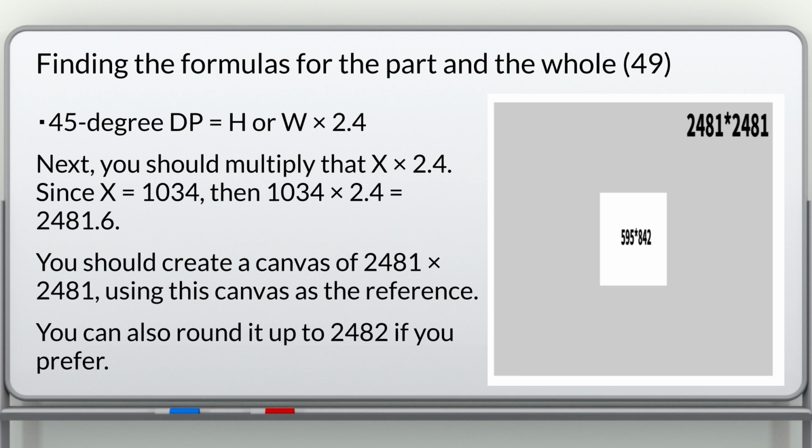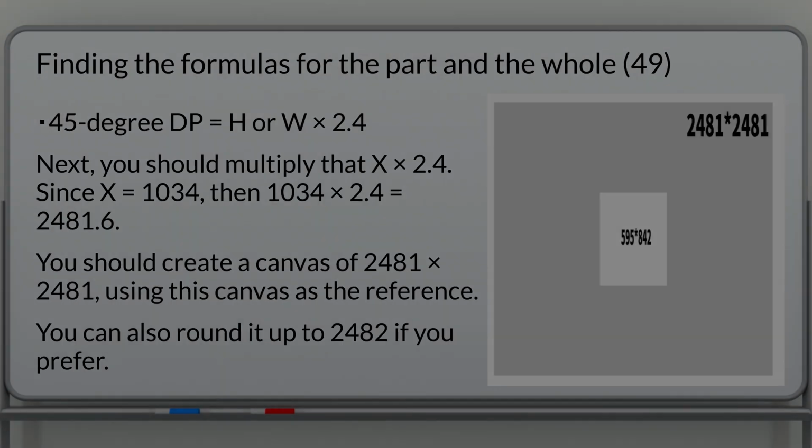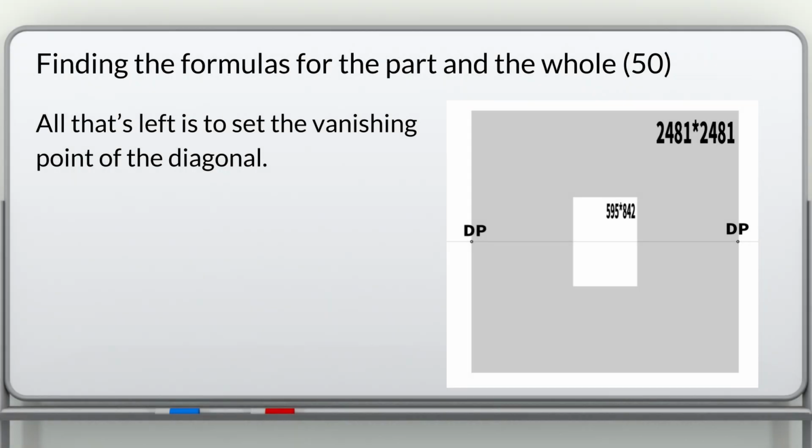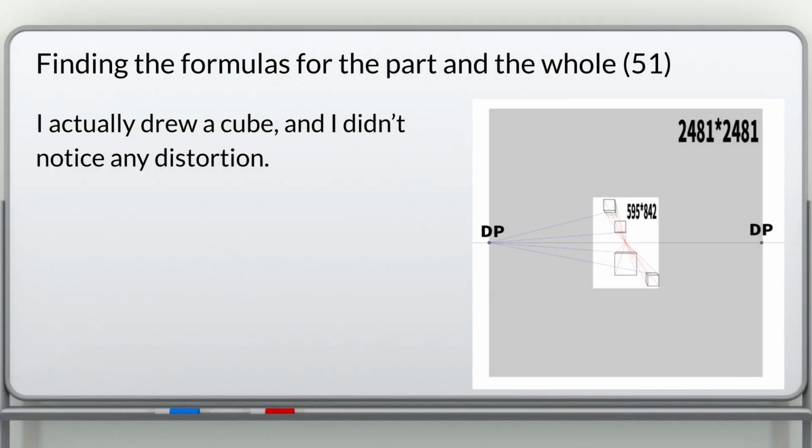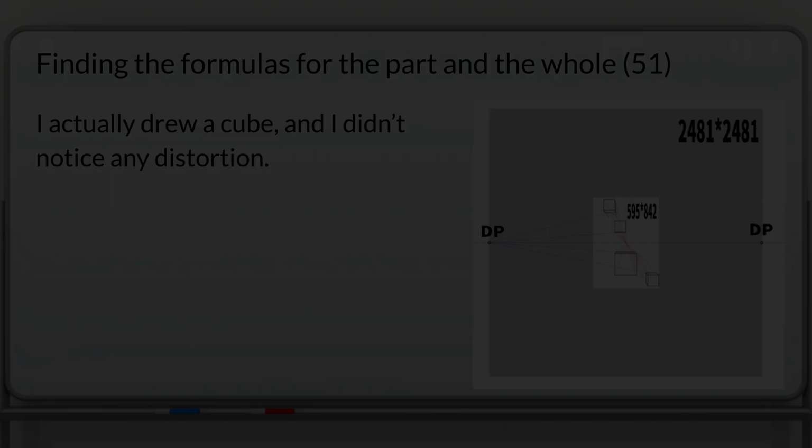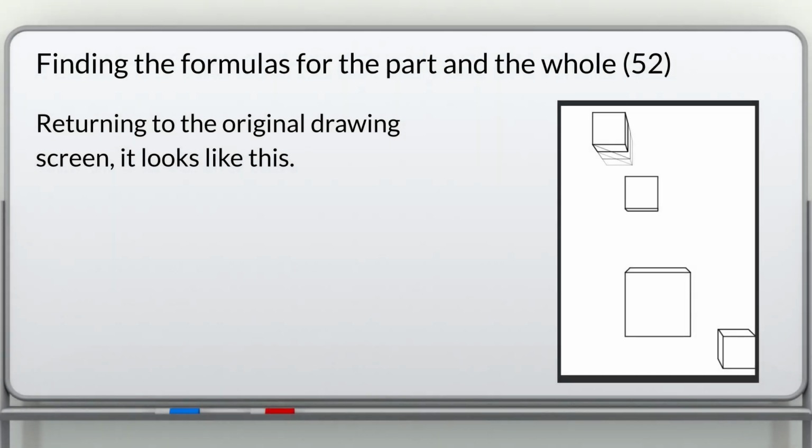45-degree dp equals h or w times 2.4. Next, you should multiply that x times 2.4. Since x equals 1034, then 1034 times 2.4 equals 2481.6. You should create a canvas of 2481 times 2481, using this canvas as the reference. You can also round it up to 2482 if you prefer. All that's left is to set the vanishing point of the diagonal. I actually drew a cube, and I didn't notice any distortion. Returning to the original drawing screen, it looks like this.